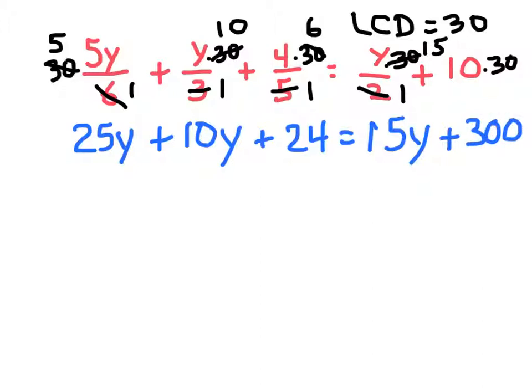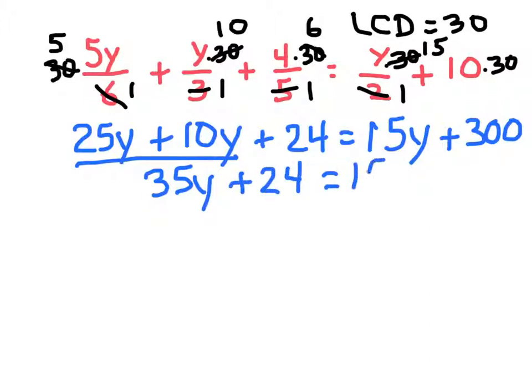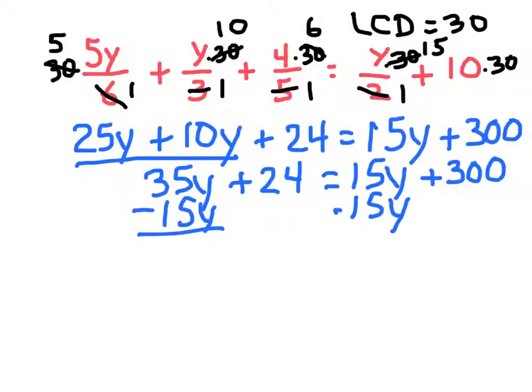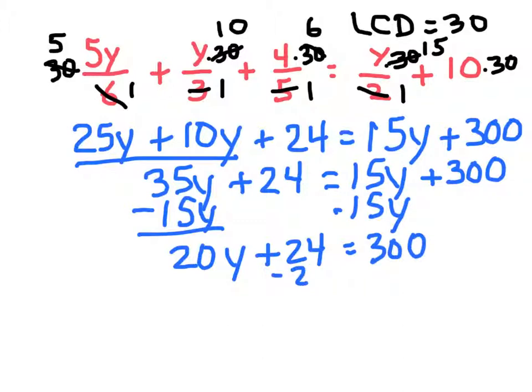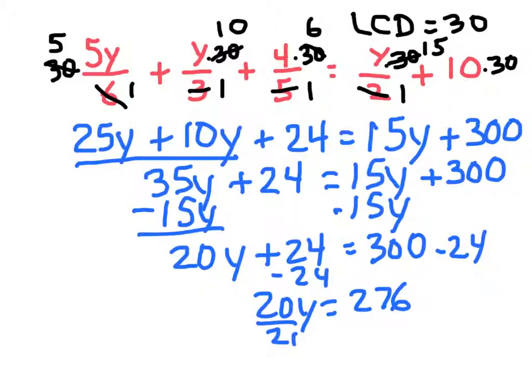All right, so we still have some work to do, but at least we don't have to deal with those fractions. We can now get to work by combining like terms. And we have a variable on each side, so we need to get rid of one of them. If I want to keep my coefficient positive, I would subtract 15y from both sides. So that would give us 20y plus 24 equals 300. Now subtract 24 from each side. So we get 20y equals 276. Divide both sides by 20.